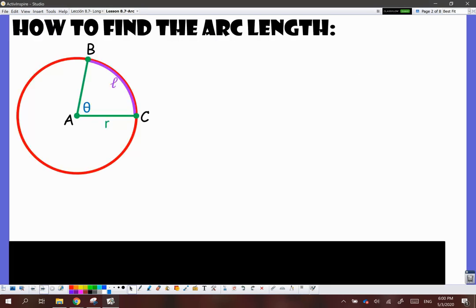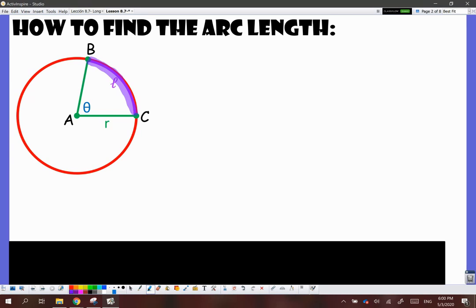We're going to start here with arc length. So when I want to find the arc length, what that means is I'm looking for the actual length of an arc. Now, if we remember what we've been talking about so far, we know that the arc is a piece of the circumference of a circle. So like here, arc BC is that much of the circle.